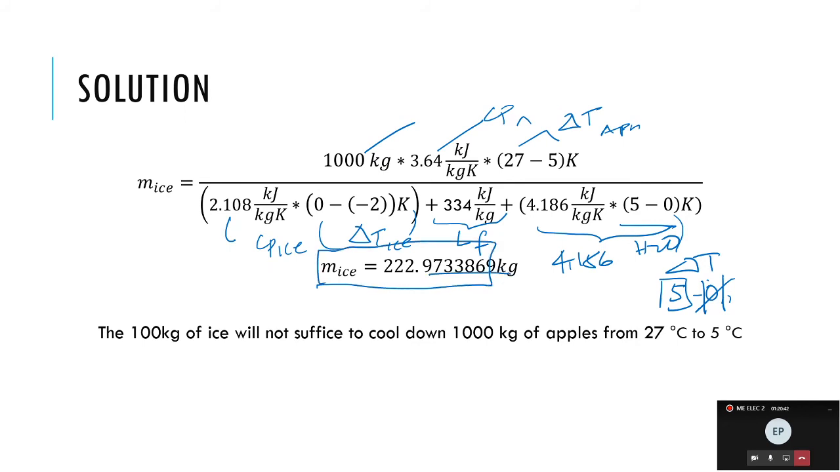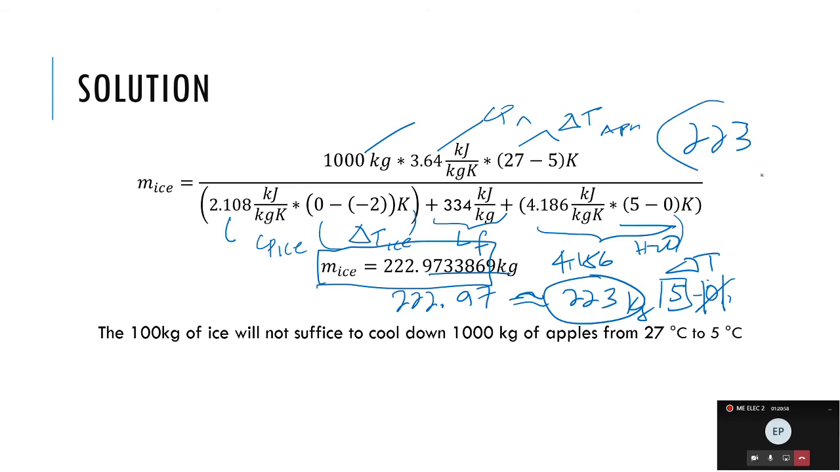So pag kinompute natin, we can arrive at this, no? It's a lot longer here, but I might simplify. 223, okay lang? I-compare natin. 223 is the amount of ice needed. Available is what? 100 kilogram. Anong decision natin? What is our decision? Is 100 kilogram enough or not? No. 100 kilogram is not enough.